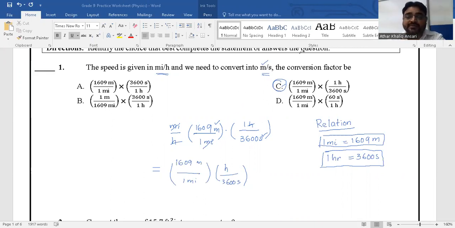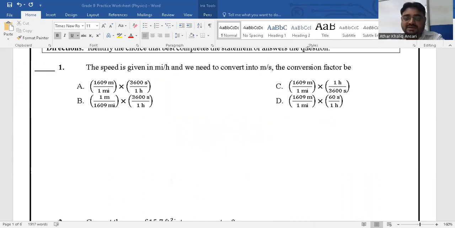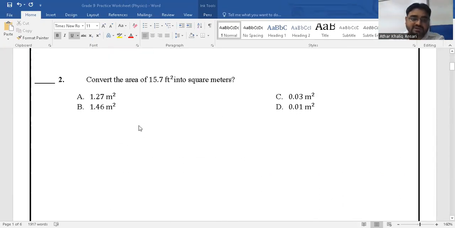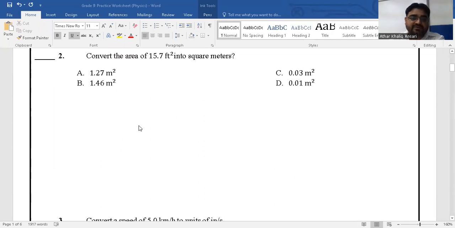We can easily find this as our required thing. Now let us move to a little bit complicated stuff to understand what we actually need to know. For example, here we have a conversion of square feet into square meters. So this is the second question that we need to know. So what can we do for this one?